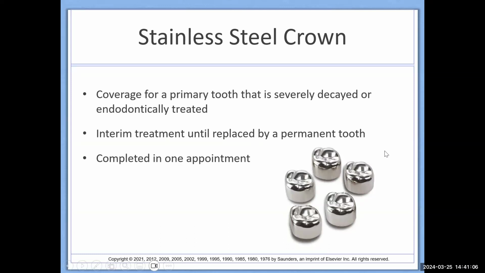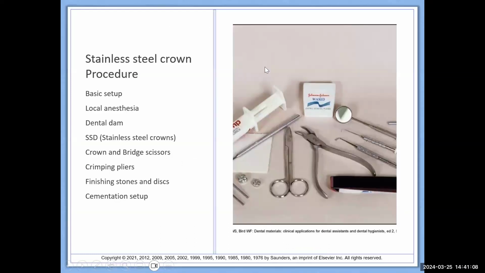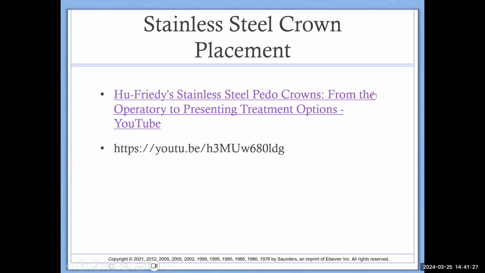Usually done in one appointment. So the stainless steel crown procedure setup is usually a basic setup. You want to get the patient numb with local anesthesia, dental dam, and make sure the crown is ready. You want the crown and bridge scissors and the crimping pliers ready. Maybe even some finishing stones and discs, and then of course the cementation setup.